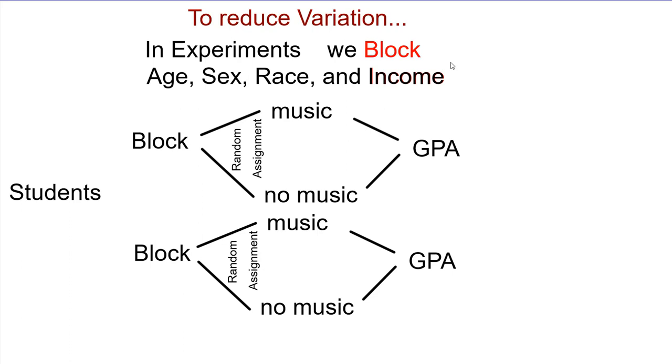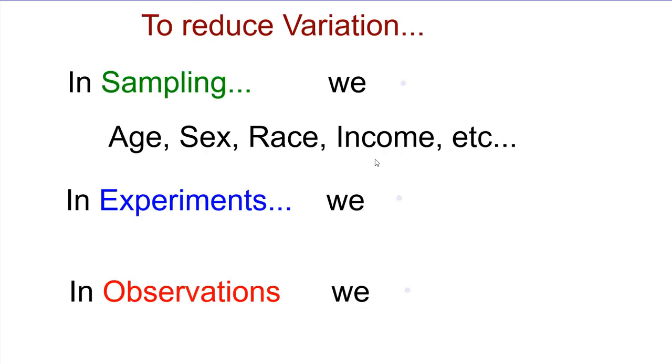To reduce variation in experiments, we can block. So if we wanted to block by, I think we're going to do income on this one, we could separate the students out by their income, so middle, low, or whatever, and then run our experiments in parallel. That would reduce variation that we might see based on the factor of income. All right, so in review, in sampling, we reduce variation by stratifying. Okay, these are all very similar concepts.